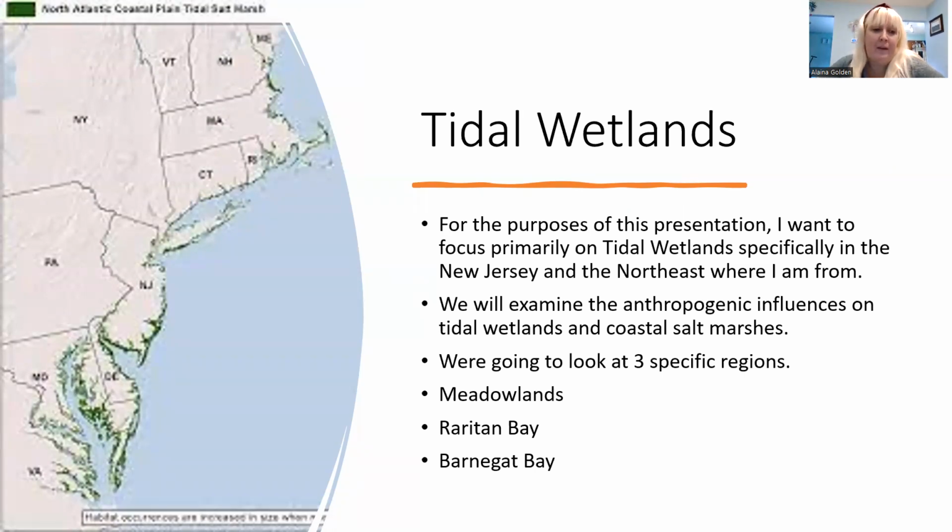If you take a look at this map here, this green along the edges, all the way up from Connecticut and into Maryland, Delaware, all the way down here, and especially the coast of New Jersey, especially the southern coast. Those are all tidal wetlands. We're going to focus on New Jersey for 3 specific regions for the next few slides: the Meadowlands, Raritan Bay, and then Barnegat Bay. There are many more regions than this, obviously, but I want to focus on these big 3 for a few reasons, and you'll see why in a second.